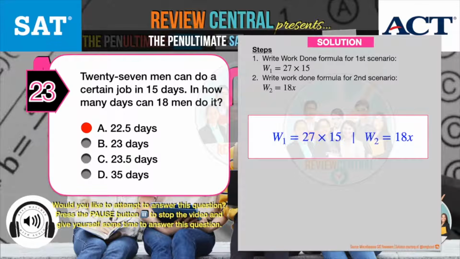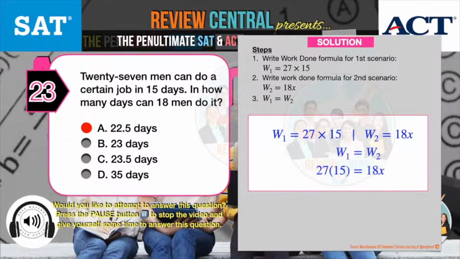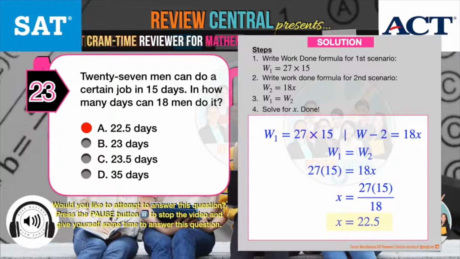Therefore, W2 equals 18X. But take note that the job is the same for both scenarios, so we can equate W1 and W2. Therefore, 27 times 15 equals 18X. From here we can quickly solve for X to be 22.5 days. A little test of reasonableness can be used to validate our answer. Since the number of men was reduced from 27 to 18, we can expect that the number of days to complete the same job should increase. From 15 days it increased to 22.5 days. Sounds quite right, right?